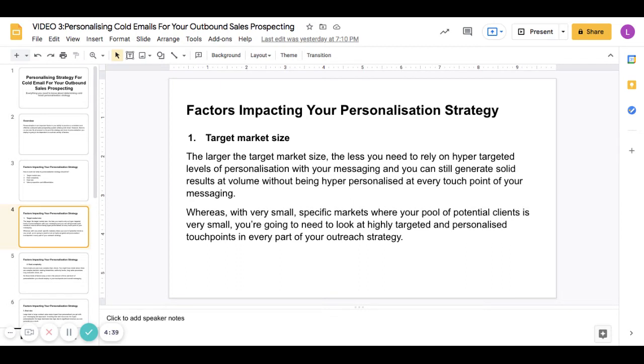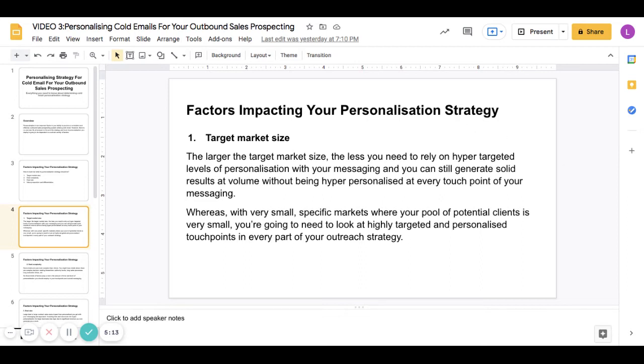And then if you've got target market sizes of 40,000, or if you're even global, where it's pretty much infinity, it's an important factor to consider in whether you want to go hyper-personalized or not, purely because the volume is at your disposal. All right, so you can spend less time on hyper-personalization when you've got a huge target market and volume in your favor.